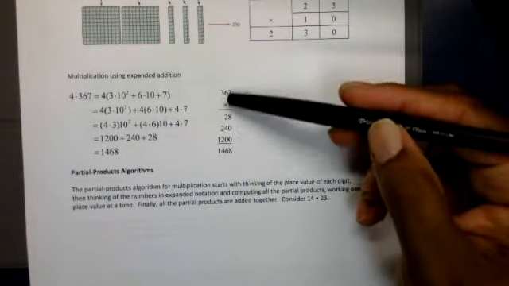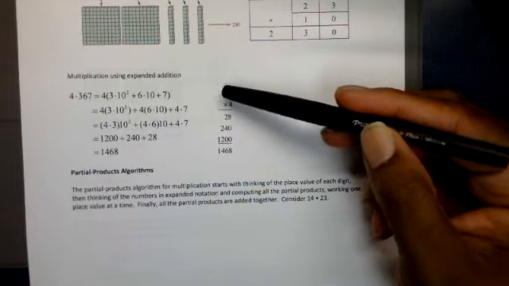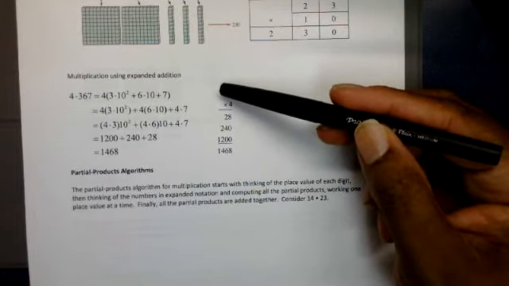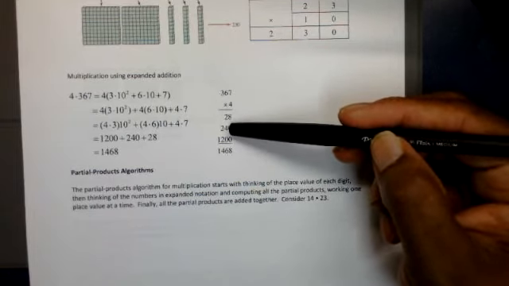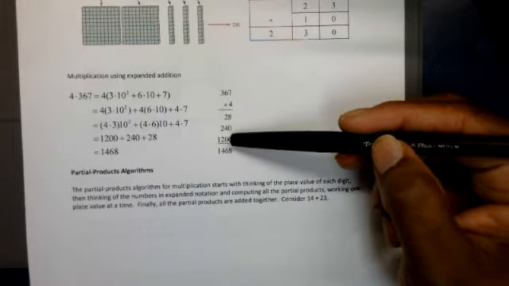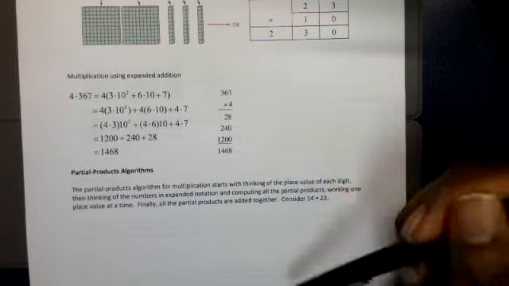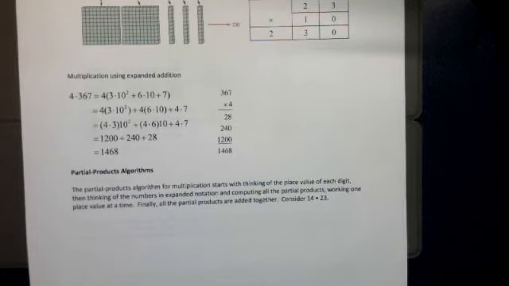And they've also shown this vertically as well. 7 times 4, that's 28. 6, which is in the tens place, that's 60 times 4, that's 240. And the 3 is in the hundreds place, that's 300 times 4, which is 1200. Add those partial products together, you'll get 1468.